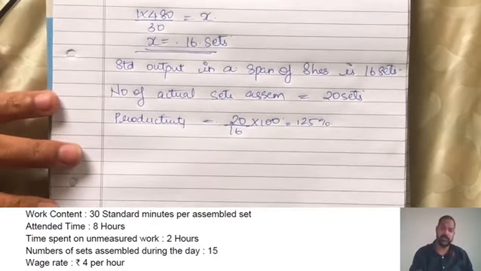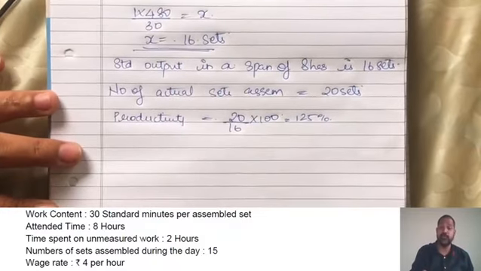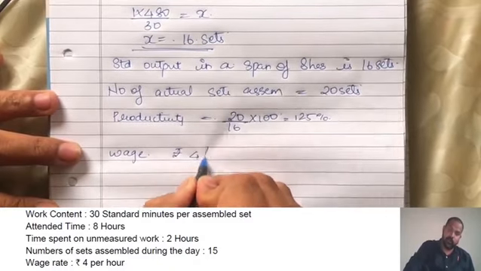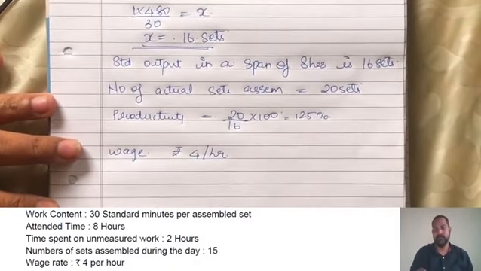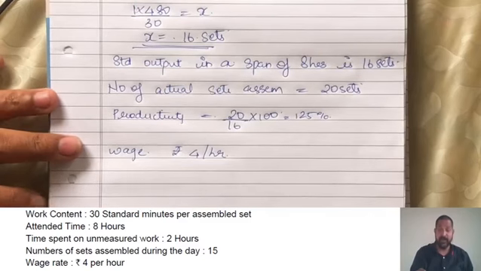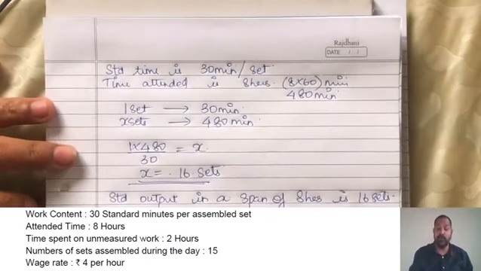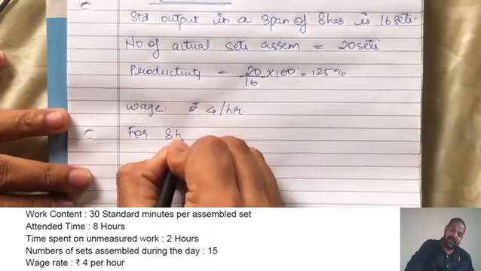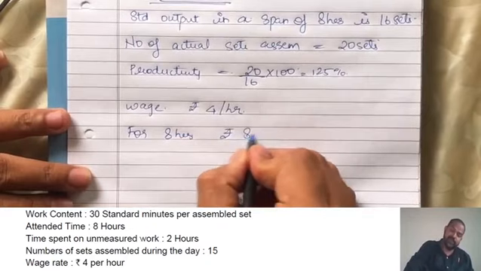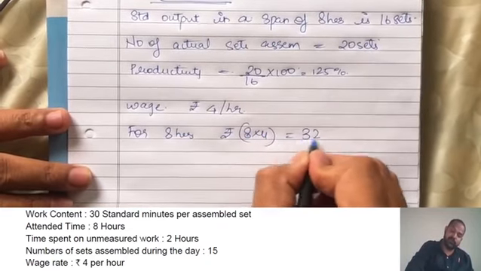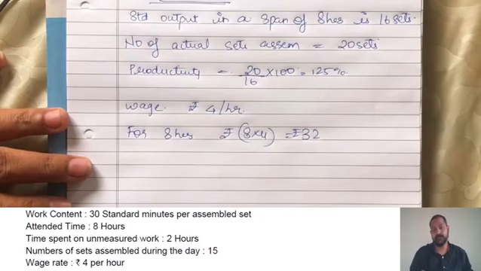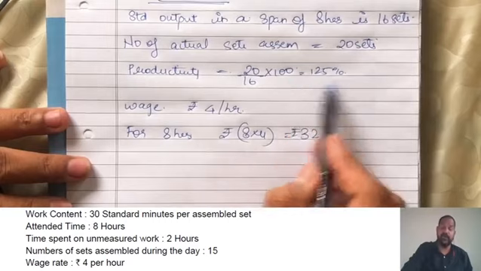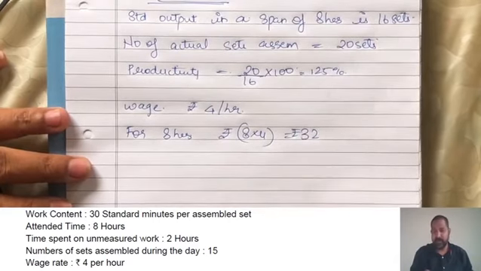What is the normal that the person gets? The wage rate is rupees 4 per hour. If wage is rupees 4 per hour, this person is working for 8 hours in a day. So for 8 hours, it is 8 into 4, 8 fours are 32 rupees. But sir, that is what I pay any normal person. This guy is 125% productive. Shouldn't I pay him more?